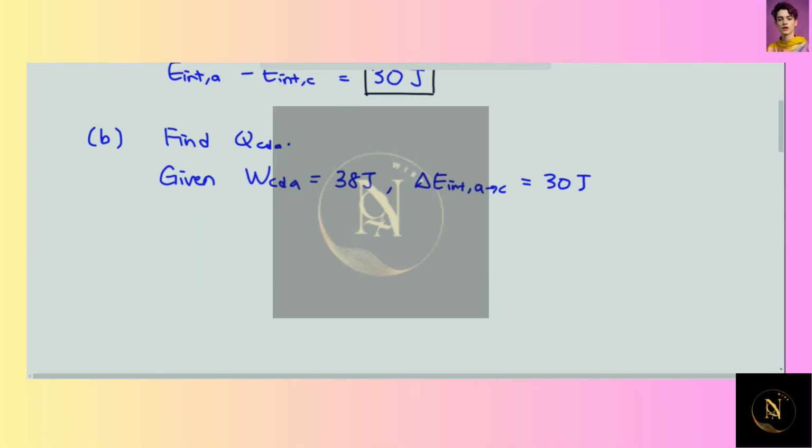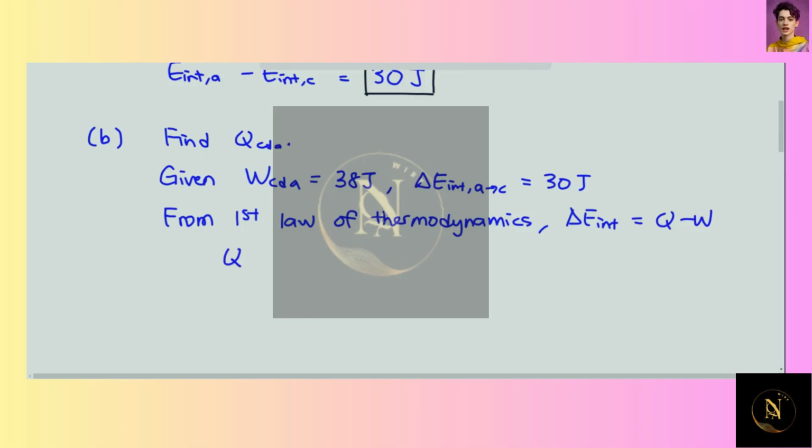So from the first law of thermodynamics, delta E internal equals Q minus W. Q is delta E internal plus W. So we have 30 plus 38 equals 68 joules.